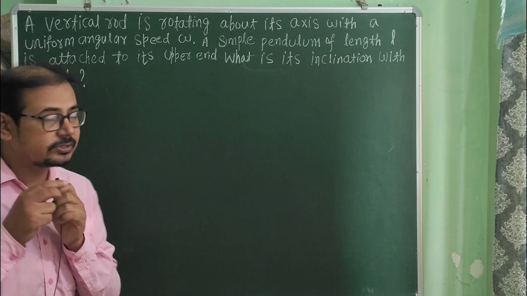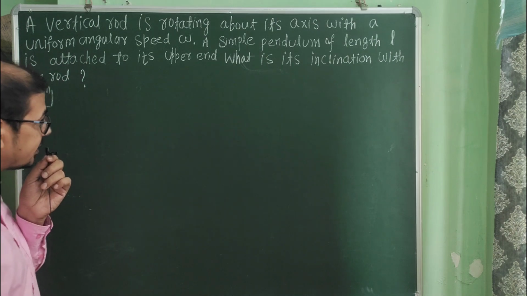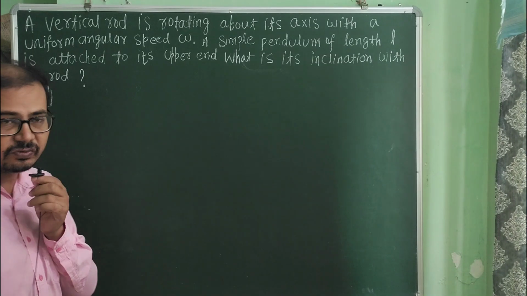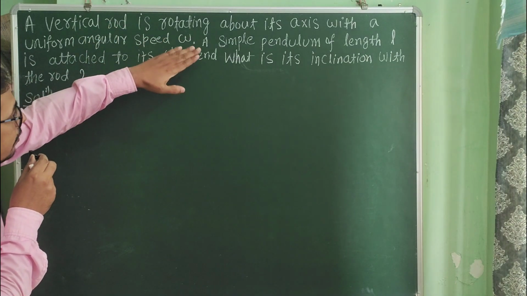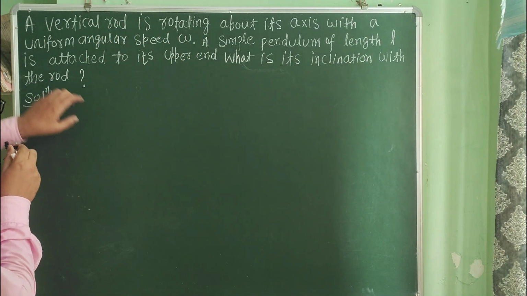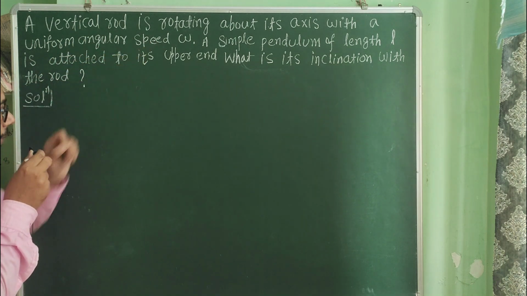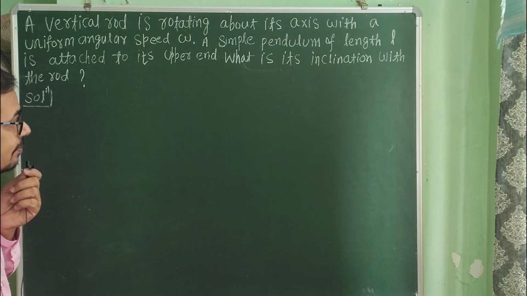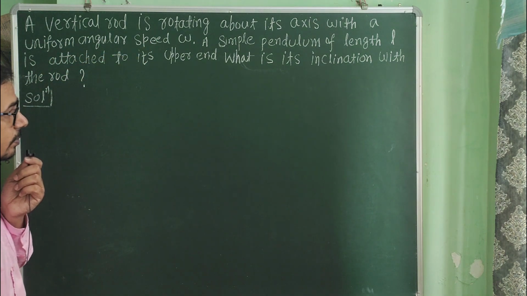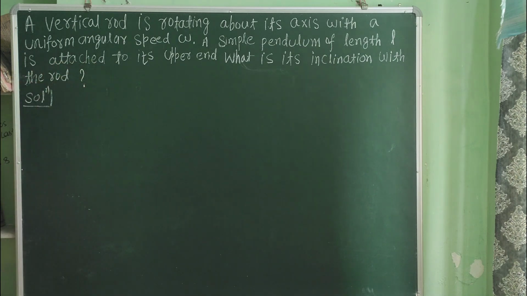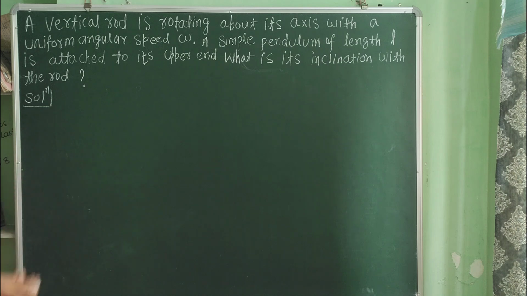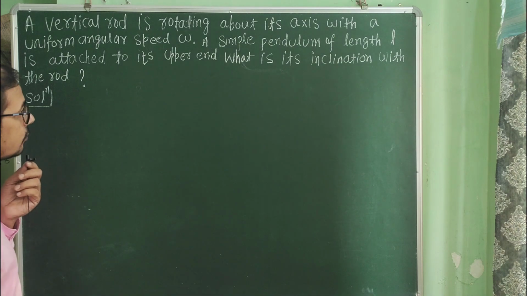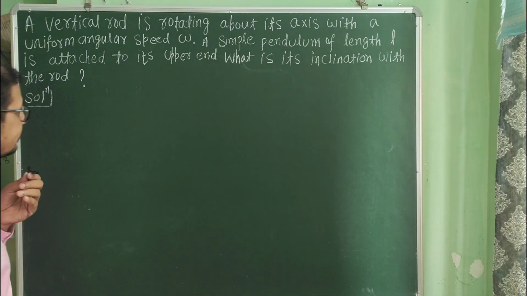Today I will discuss a very important question taken from circular motion and based on the concept of pseudo force. A vertical rod is rotating about its axis with a uniform angular speed omega. A simple pendulum of length L is attached to its upper end. What is its inclination with the rod? Try to understand what the question is with a proper diagram.